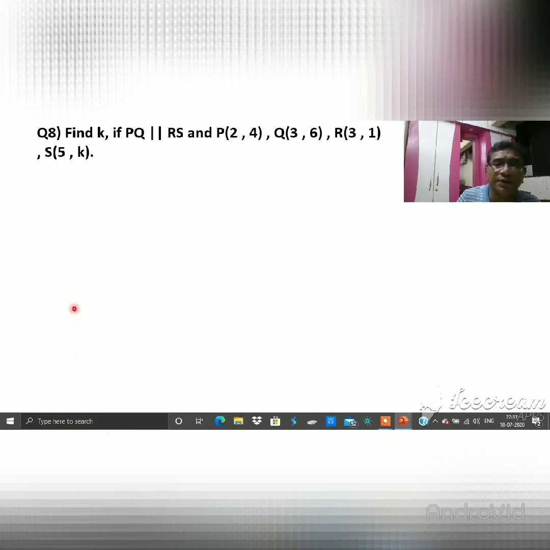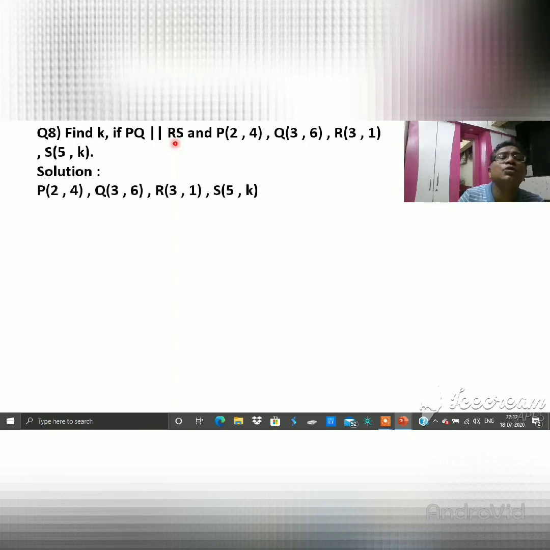Then problem number 8. Find k if PQ is parallel to RS. They have said PQ is parallel to RS. PQ is parallel to RS means, do you know the meaning of that? It means the slope of PQ and slope of RS are the same. So find the value of k. Here P is the point (2, 4), Q is the point (3, 6), R is the point (3, 1), S is the point (5, k). So you can write this formula.